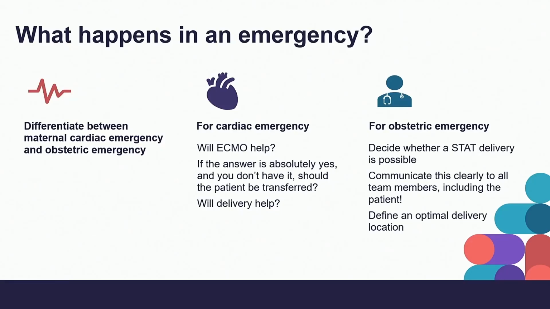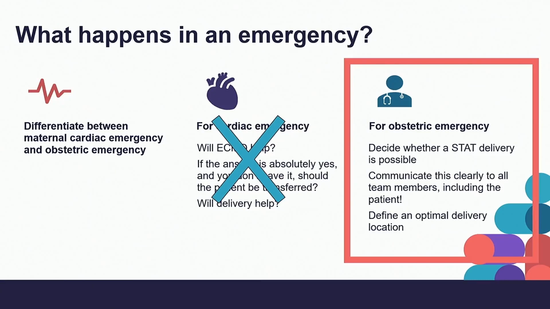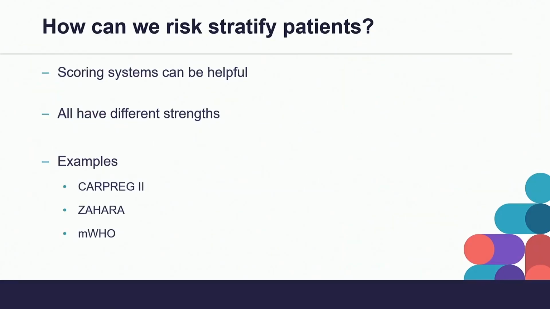So for the purpose of this talk, I would argue that delivery is not really going to help you in a cardiac emergency. And many times it's a sign of worsening cardiac disease, and stabilization is where you need to move. But for obstetric emergencies, we really need to think about, okay, what's my contingency planning here, and how am I going to keep this person safe if something unexpected happens? So risk stratifying patients can be very helpful.